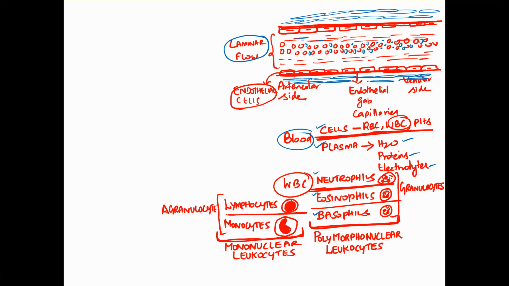They have granules in the cytoplasm and are called granulocytes, and they have a lobular nucleus, so they are called polymorphonuclear leukocytes. The other two WBCs are lymphocytes and monocytes, and they look like a single nucleus and don't have granules. They are called agranulocytes and mononuclear leukocytes.